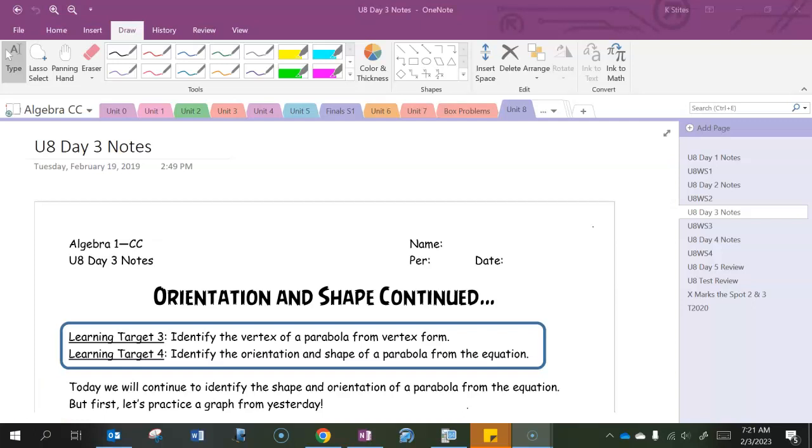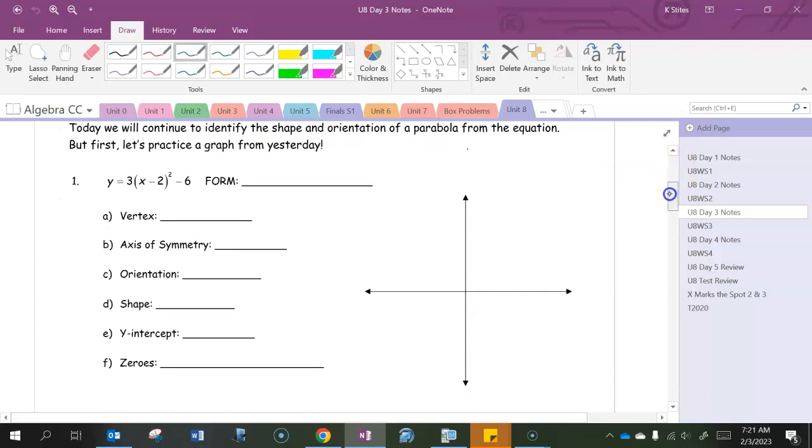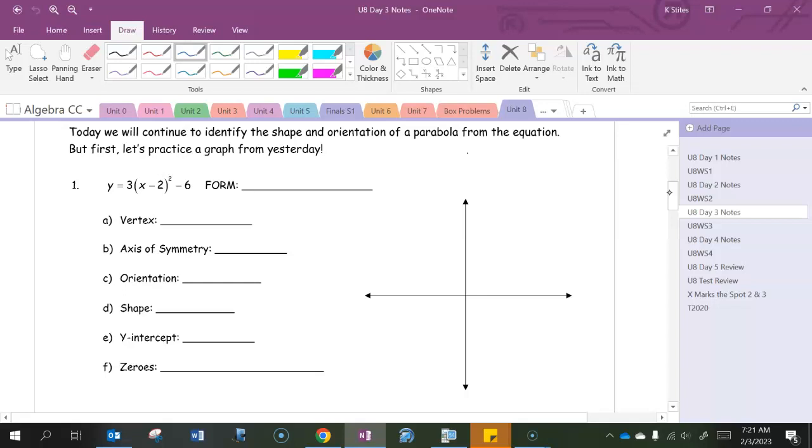Hello Algebra 1. Today we are going to continue reviewing graphing quadratics and also talking more about orientation and shape. So now that we've learned a bunch of information, let's go ahead and practice.